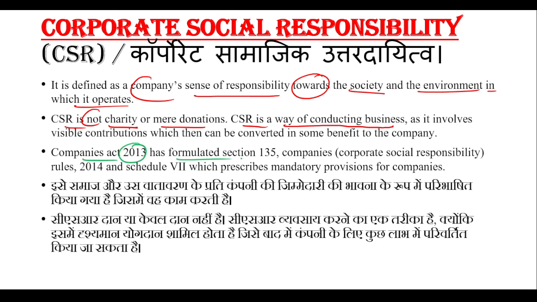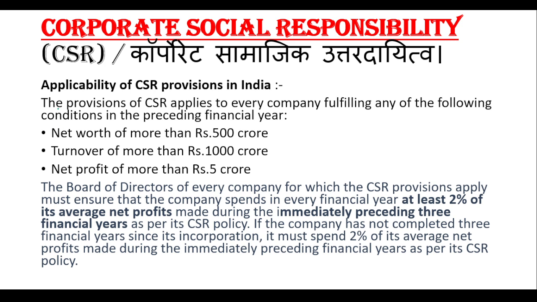So let's move forward. This was the basic information regarding CSR. The Companies Act 2013 has formulated Section 135, the Companies CSR Rules 2014, and Schedule 7, which prescribes mandatory provisions for companies. There are several kinds of companies which have to make CSR, so let us discuss what kind of companies they are. The provisions of CSR apply to every company fulfilling any of the following conditions. First, your net worth should be equal to or more than 500 crore. Second, your turnover must be equal to or more than 1000 crores. Third, your net profit should be equal to or more than 500 crore. This is the basic prerequisite regarding CSR activities.